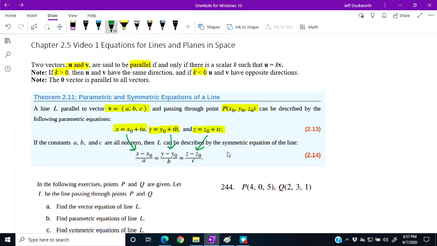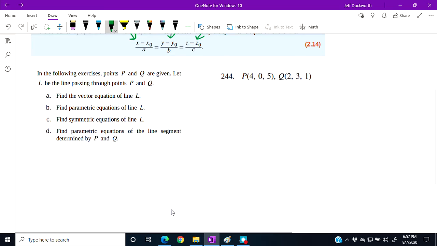All right, so I pulled a homework problem, number 244, and it's given instructions to do 4 things. We're going to do 3 of them in this video. So it says in the following exercise, points P and Q are given, and that's what's given in 244. And we're going to let L be the line passing through those points. So part A, we want to find the vector equation of line L.